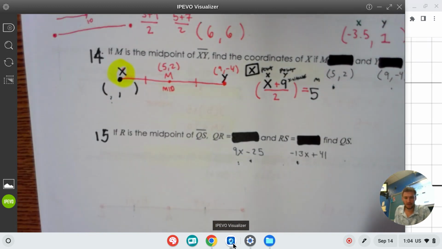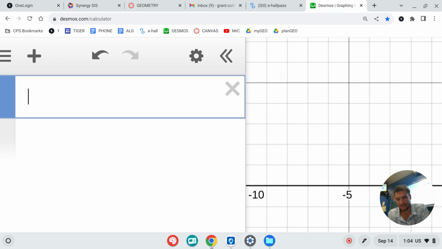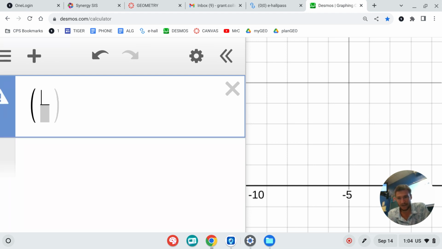All right, let's wrap this up. We're almost done. Lunch is right around the corner. When we type this in, parentheses, fraction, plus on top, divided by 2. When we add them up, that's going to be x and 9. We should get the middle, which is 5.